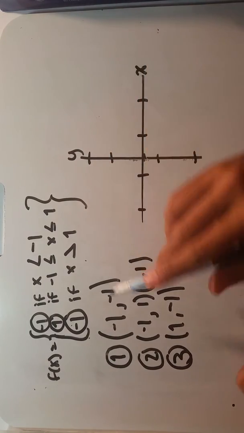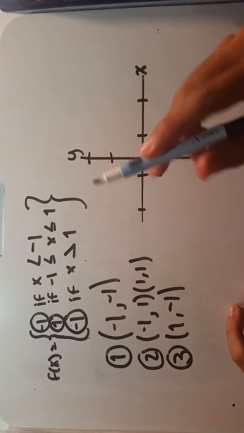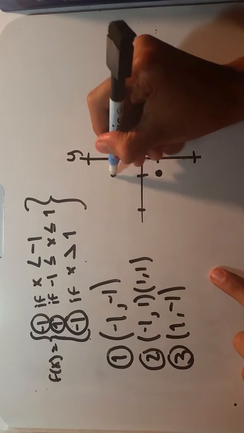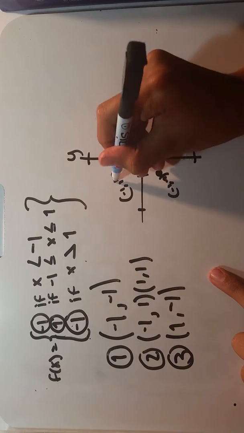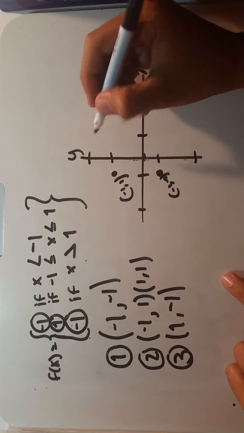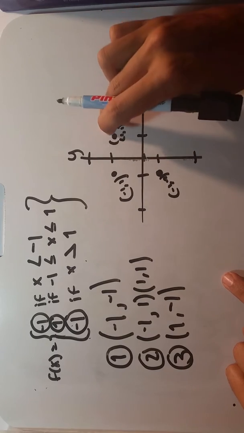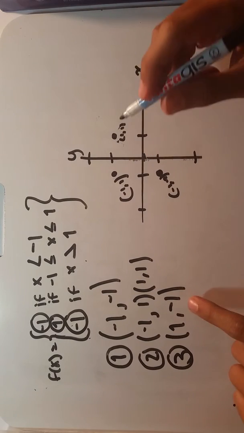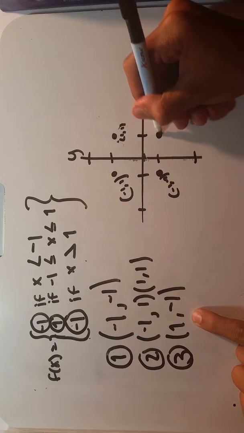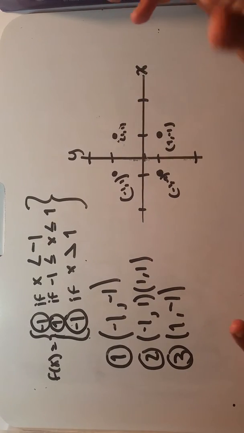So we have -1, -1. It will be here. Then we have -1, 1. Then we also have 1, 1. And the last coordinate is 1, -1. And then we can identify our asymptotes.